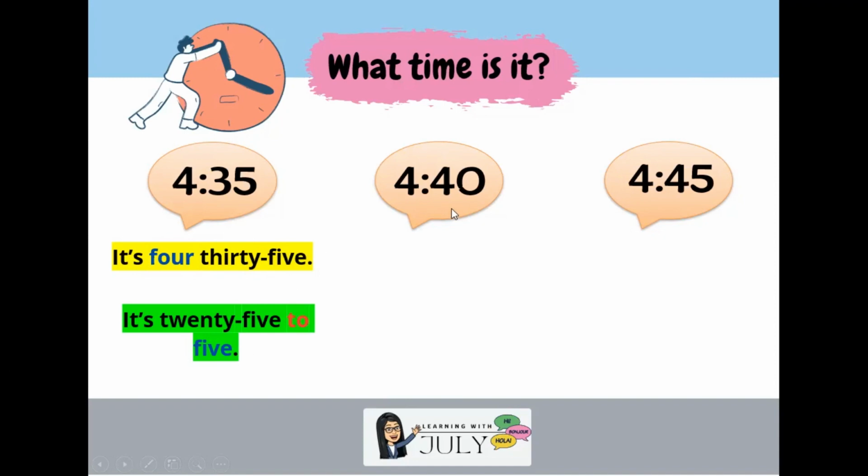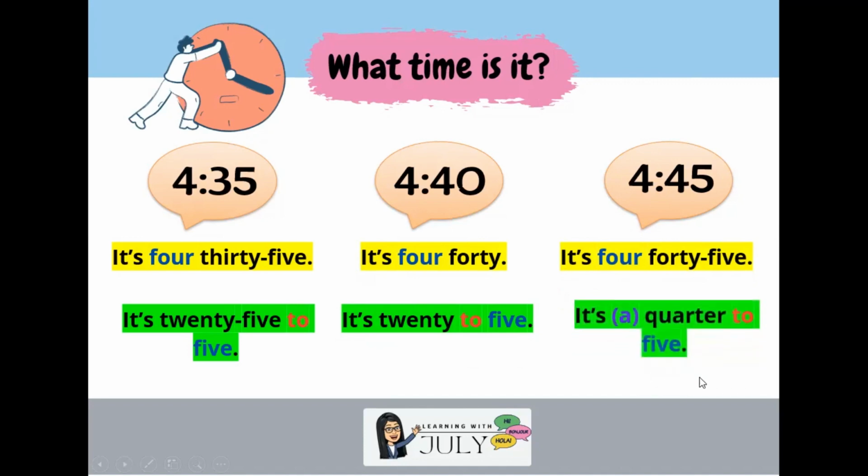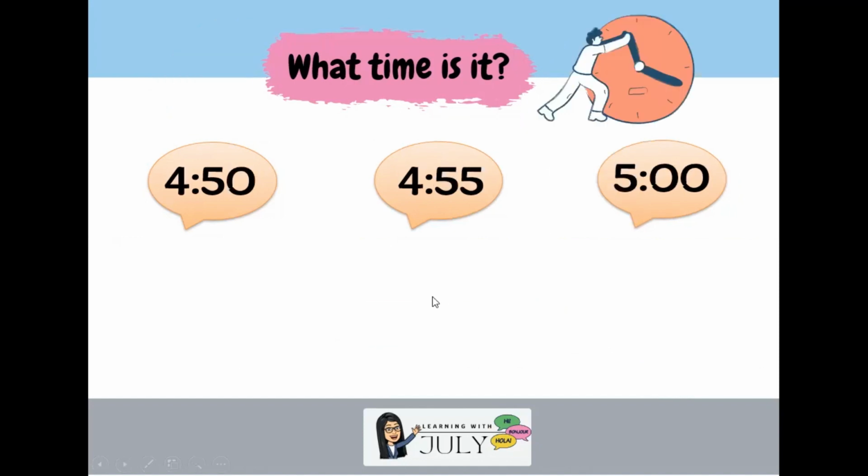Ok, continue. 4:40. How do you say 4:40? It's 4:40. Second way, it's 20 to 5. Quiere decir que faltan 20 minutos para las 5. 4:45. It's 4:45. Second way, segunda forma, it's a quarter to 5. O también digo, it's quarter to 5.